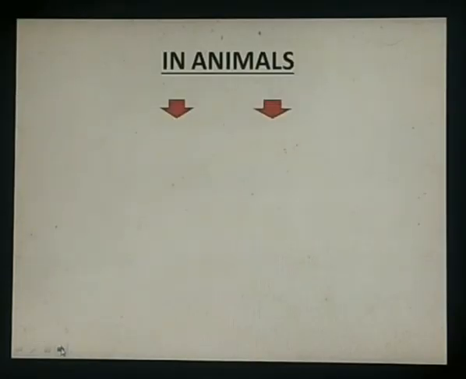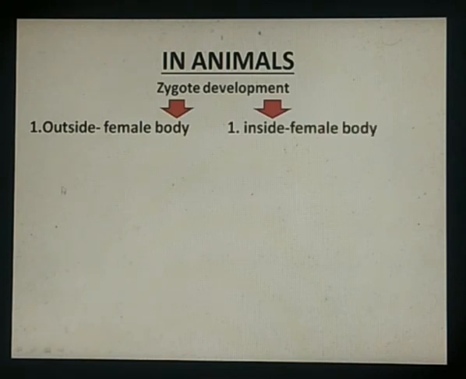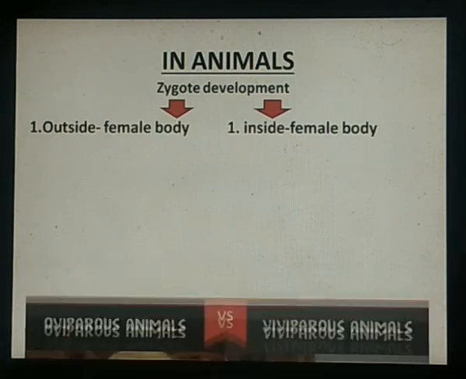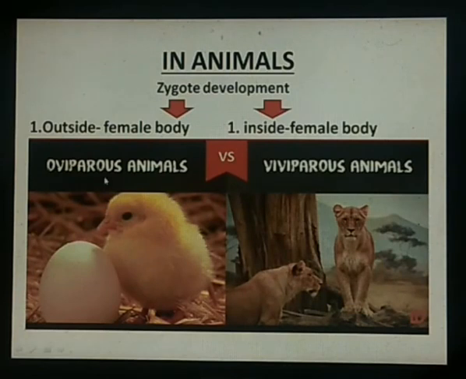In animals, the zygote development will take place either outside the female body or within the female body. So based on such zygotic development, the animals are of two types, oviparous and viviparous animals. Oviparous animals lay their eggs which are already fertilized at a safe place in the external environment, whereas the viviparous animals give birth to young ones. In animals such as reptiles as well as birds, the fertilized eggs are covered by a hard calcareous shell, that is the protective covering for the development of the zygote inside.